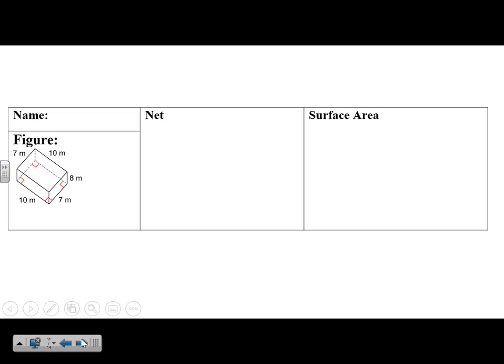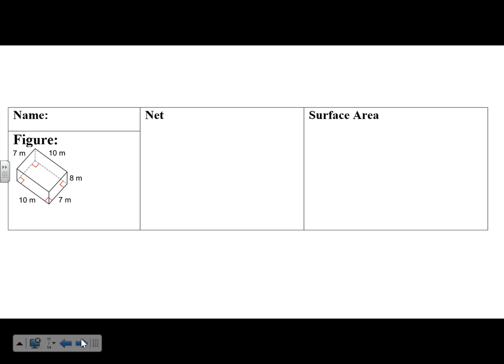So, the last 4 of these, I think 4 or 5, you are finding the name, you're doing the net, and then the surface area. Now again, the surface area is something we will talk about a lot more later. There's actually formulas where you are able to take the 7, 8, and 10, and you put that into a formula and hit enter, and then it'll give you the surface area. But for this first one, I want to show you how to do it by using the net. It takes a little bit longer, but it will also help you understand what a net is.